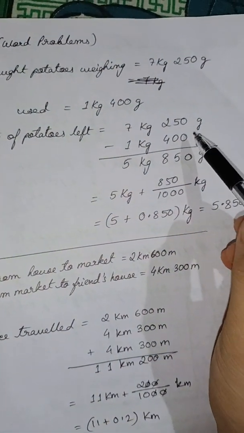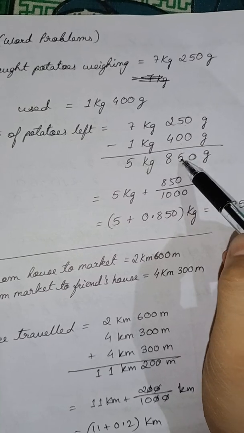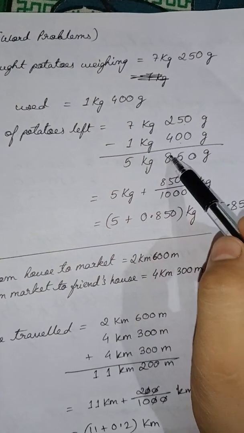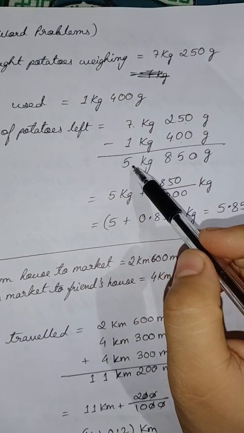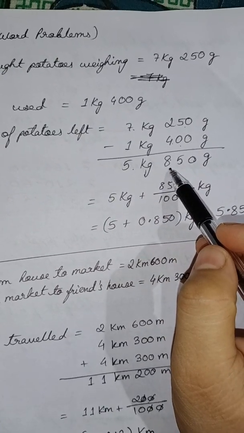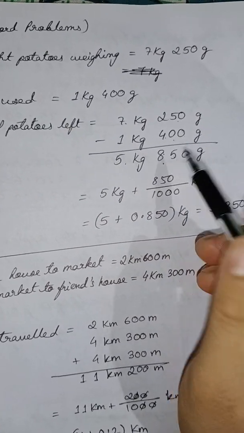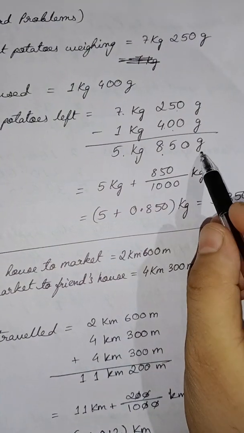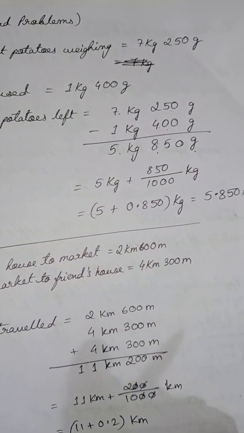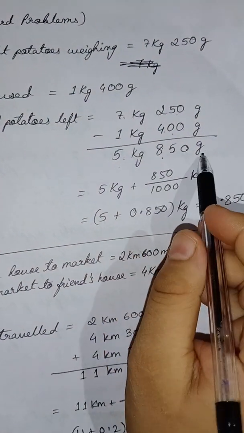So you'll do normal subtraction: 0 minus 0, 5 minus 0, 5, 12 (1 carry), 12 minus 4, 8. So this becomes 6, 6 minus 1, 5. I have to convert it into decimal. So what will I do? As you remember, whenever we convert from a smaller to a bigger unit, only then we get a decimal, because we have to divide. So we will not convert this one, we will convert this one.